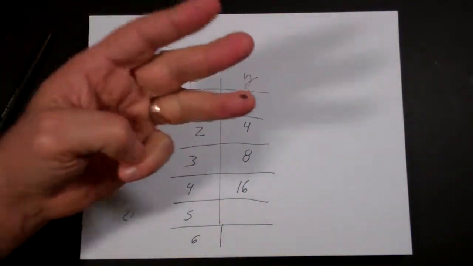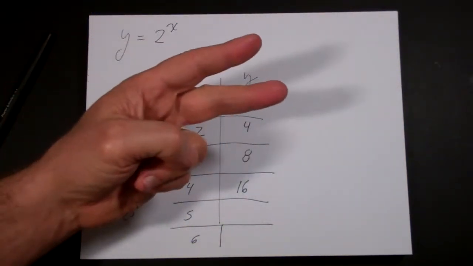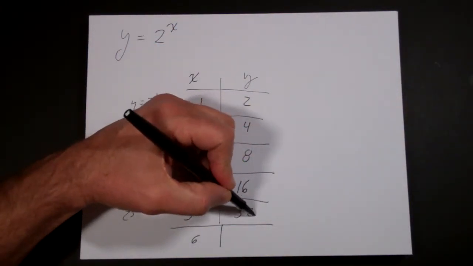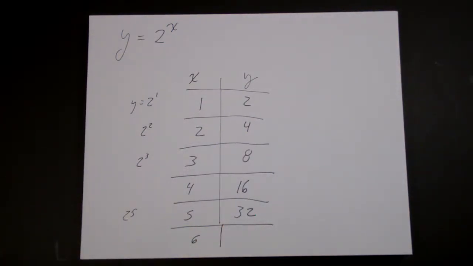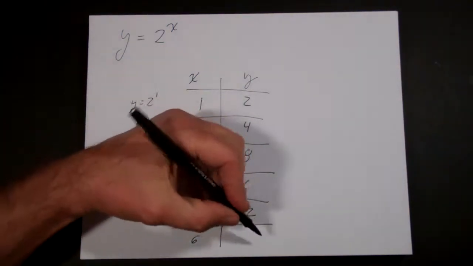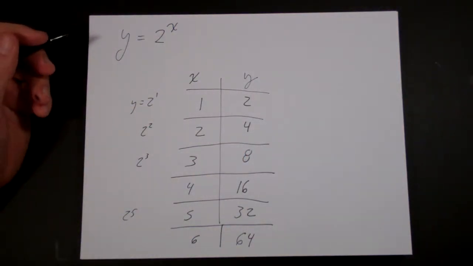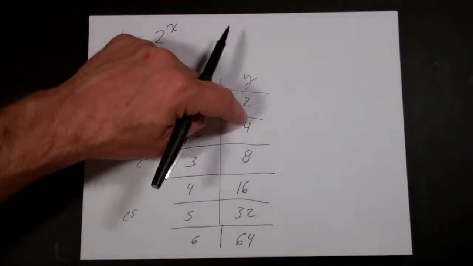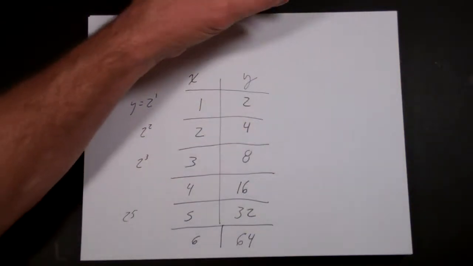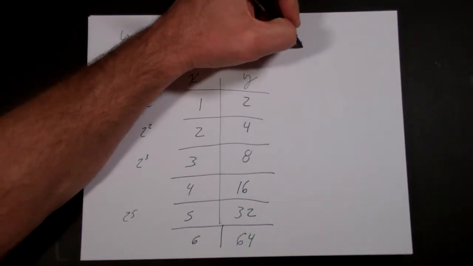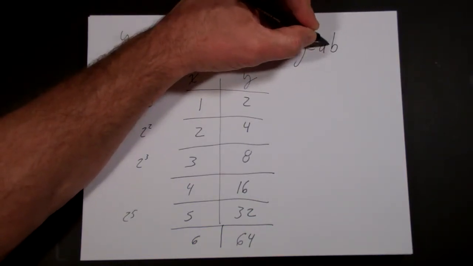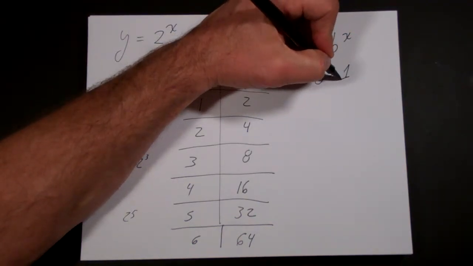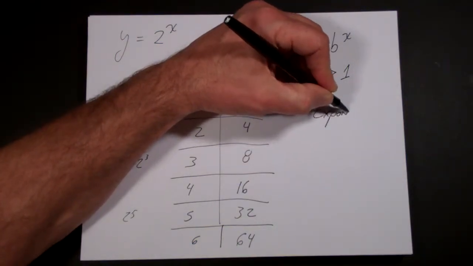Now that's 2 times 2 times 2 times 2 times 2. That's 2 times 2 is 4, 8, 16, 32. And if we do 2^6, I'm going to use a calculator for that. You get 64. And if you notice, as x increases, y increases, but at a much faster rate, and we say that it grows exponentially. So when we have y = a times b^x, whenever b is a number that's greater than 1, we call that an exponential growth function.